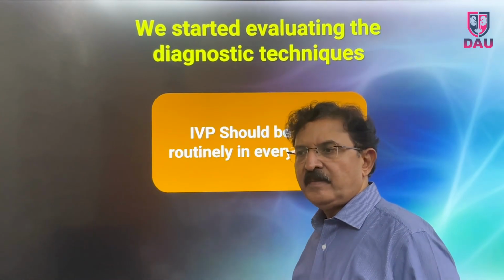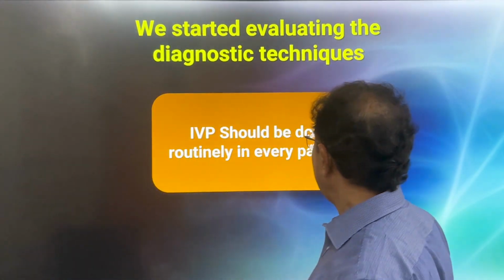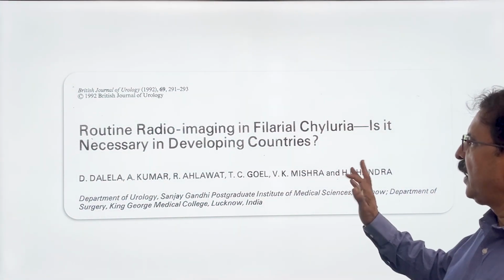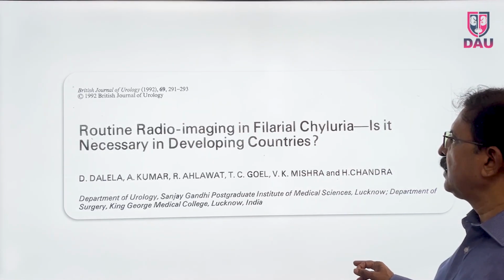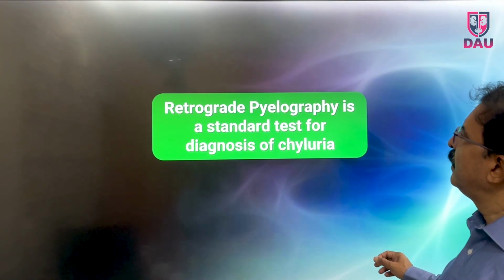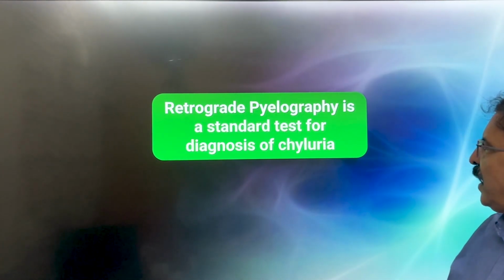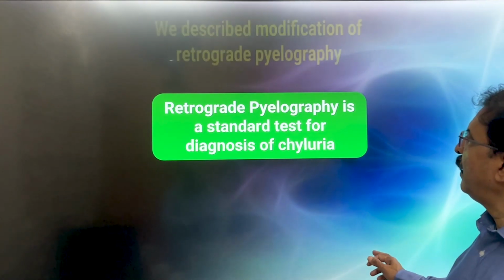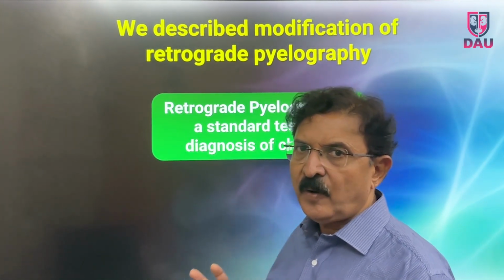But then we found that IVP is not a good test to demonstrate this communication, and therefore we abandoned this test, and we found that IVP is not necessary. This was published in 1992, a long time back. In fact, today, retrograde pyelography is a standard test for diagnosis of chyluria. And we described a modification of retrograde pyelography.